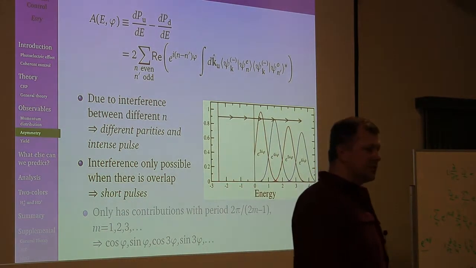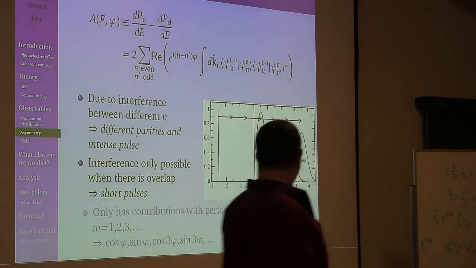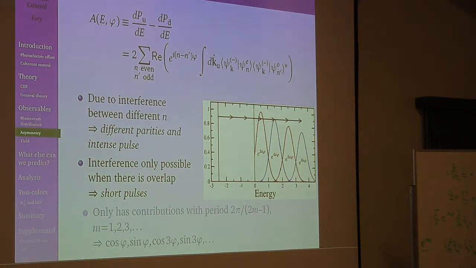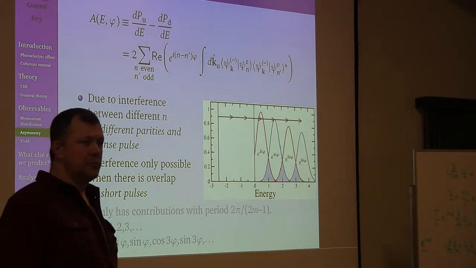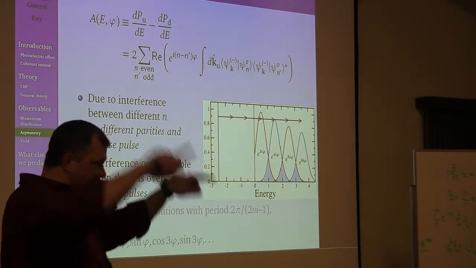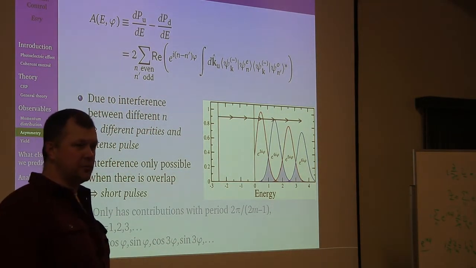Shorter pulse, because you need a bigger bandwidth. So this leads to the conclusion that most people expect: that interference is possible only when those overlap, which means short pulses. And of course the interference now is in these gray regions. But notice it's always in the exponential tail. It's always in the tail of this power spectrum.